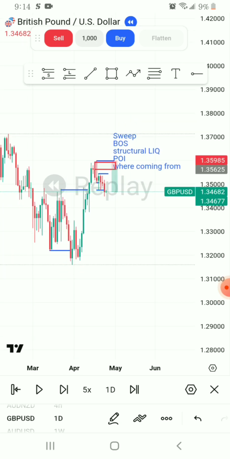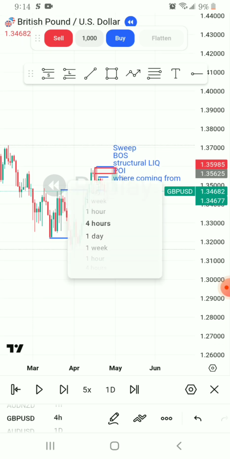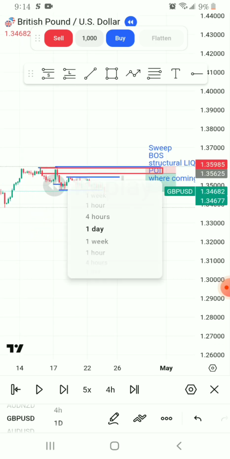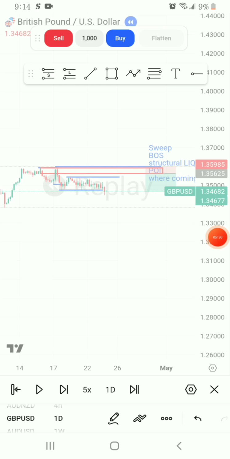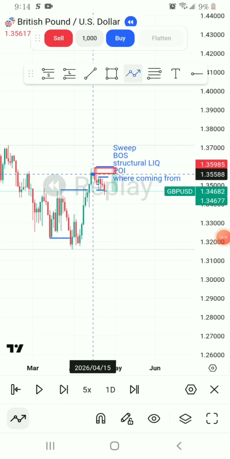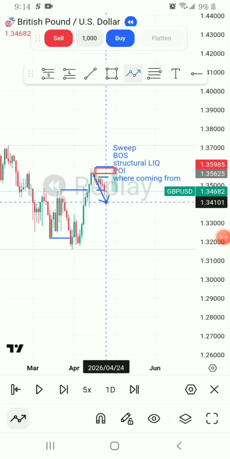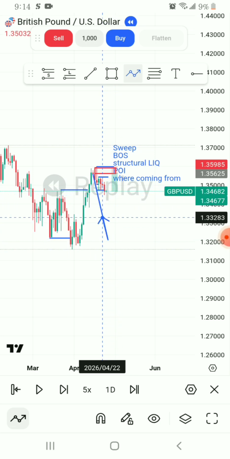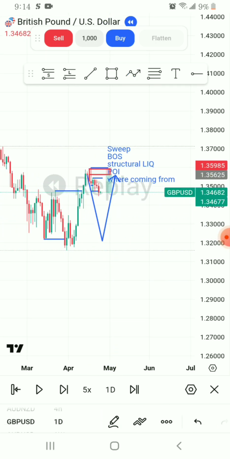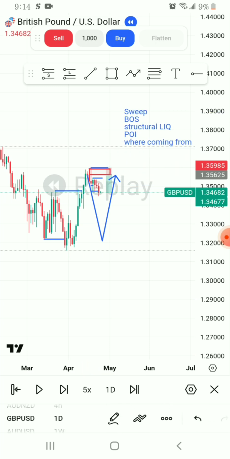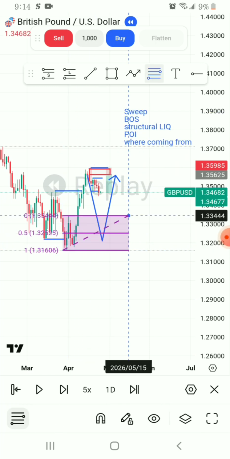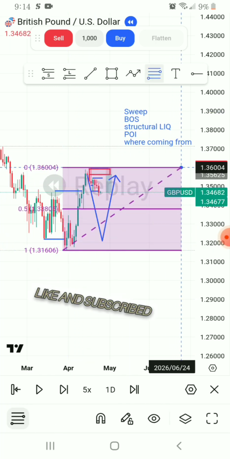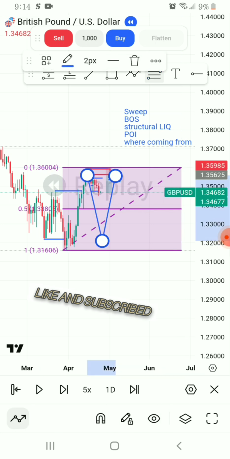This trade is in a premium zone, so this trade is valid. We want to be selling when price is in the premium zone, and we want to be buying when price is in the discount zone. Those are the basic things. We have to know which is the discount and which is the premium zone.